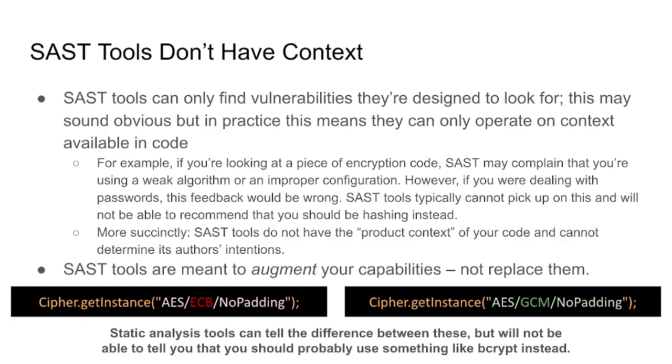It simply cannot understand your true intentions behind writing this code. So basically, SAST can tell the difference between these two things, but it can't tell you that you should have been doing some other third thing instead. So I think this is the key point to take here: SAST tools are meant to augment your capabilities. It's not meant to replace them. So an organization cannot say, or should not say, that we don't need to hire security experts. We've got SAST. That doesn't really make sense.